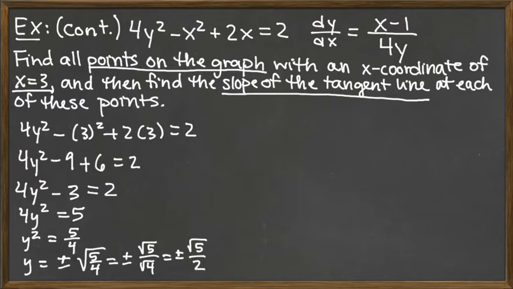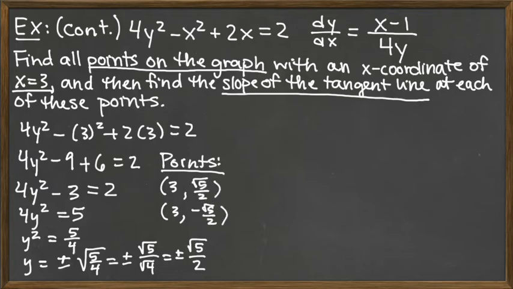And so overall then we've got the points. Each time we started with x equals 3, and we got two different y values. We have the positive root 5 over 2 and the negative root 5 over 2. And so those are the two points on the graph of this curve that have x value equal to 3. So we've done the algebra at this point, and now we're ready for the calculus.